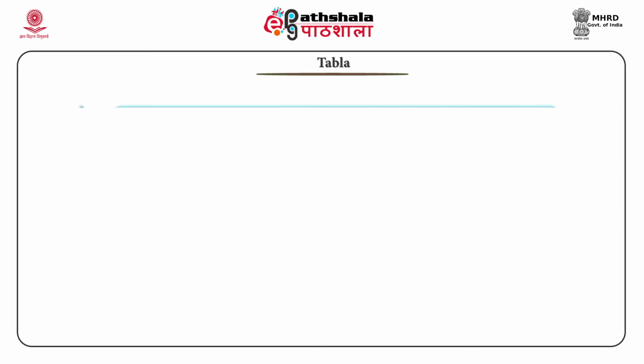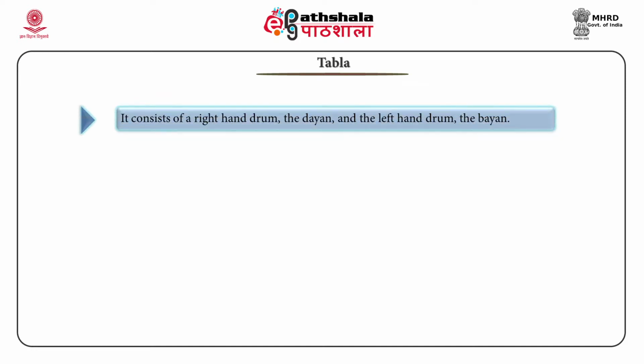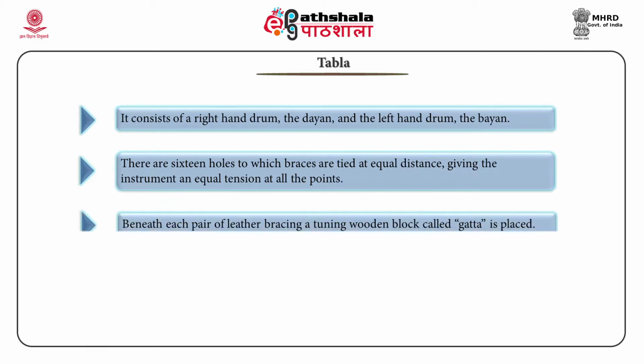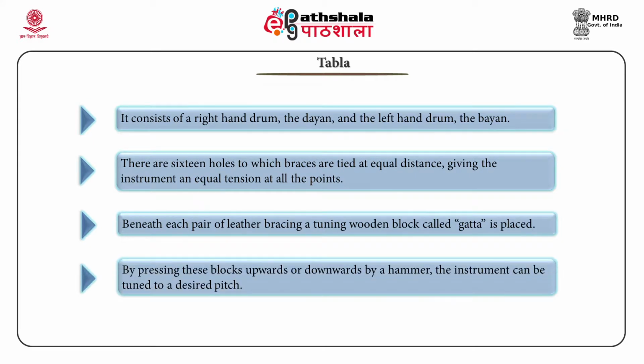Tabla consists of a right hand drum, the daya, and the left hand drum, the baya. There are 16 holes to which braces are tied at equal distance, giving the instrument an equal tension at all the points. Beneath each pair of leather bracing, a tuning wooden block called gatta is placed. By pressing these blocks upwards or downwards with a hammer, the instrument can be tuned to a desired pitch.